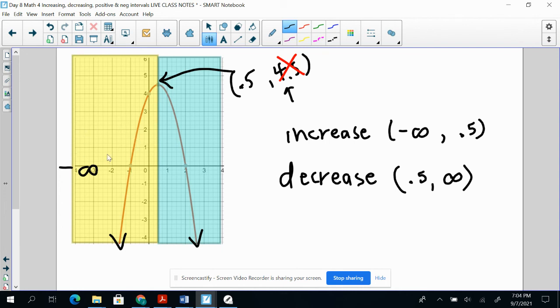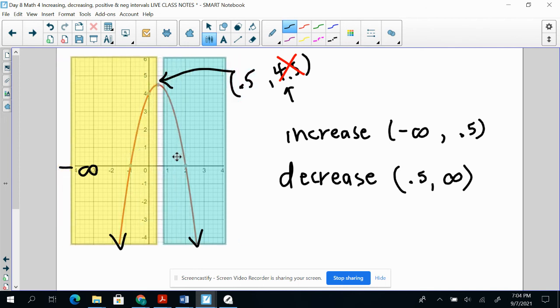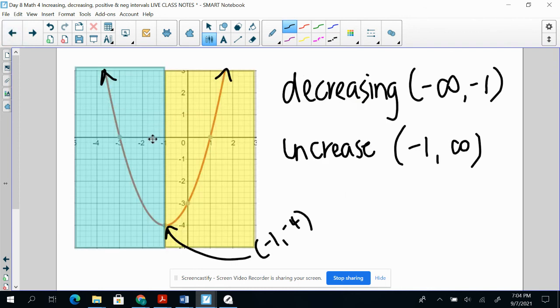So as far as your increasing and decreasing, for a negative graph it starts increasing and then ends decreasing. But a positive graph starts decreasing and ends increasing. So it starts going down, ends going up, if we're reading from left to right.